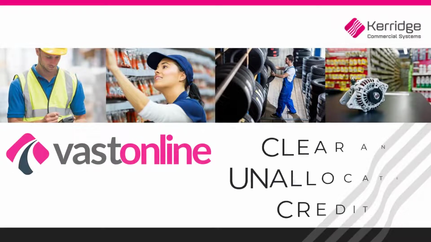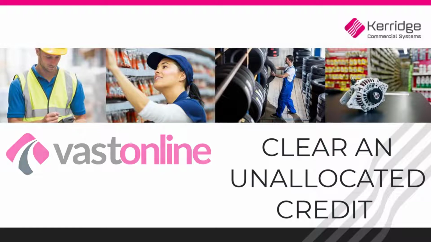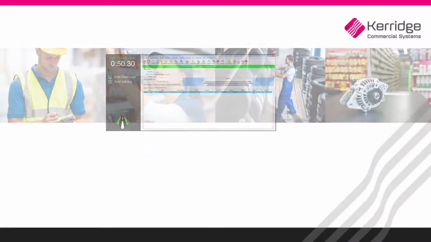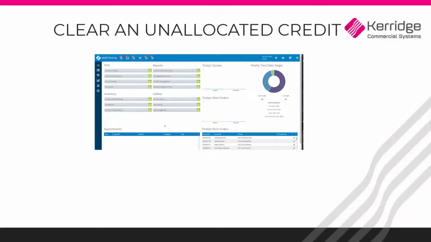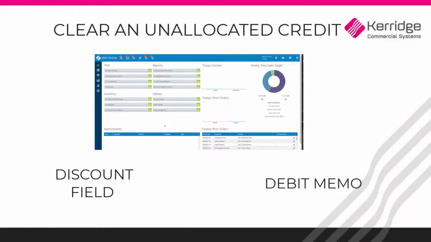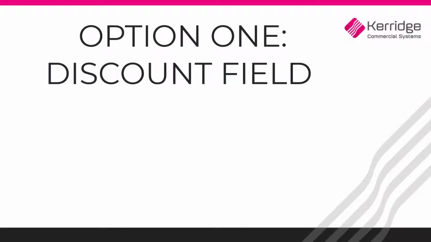This video will show you how to clear an unallocated credit in an accounts receivable customer. After your conversion to VAS Online, you may notice you've had some accounts migrate from GBMS with a credit balance. In this guide, you will learn two ways you can clear the balance so a statement does not generate for the customer. Option 1. Discount field in the cash posting screen.